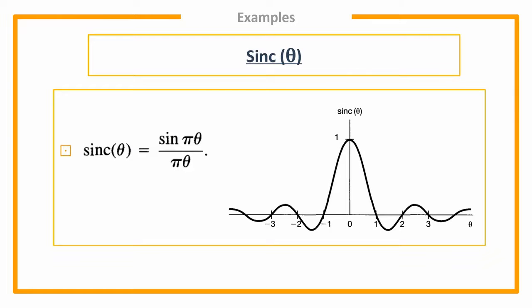In the last slide, we could find the Fourier transform expression to be something similar to sine pi theta by pi theta. Now we define this as sinc theta. Note that sinc theta equals 0 for values like theta equals 1, 2, minus 1, minus 2.